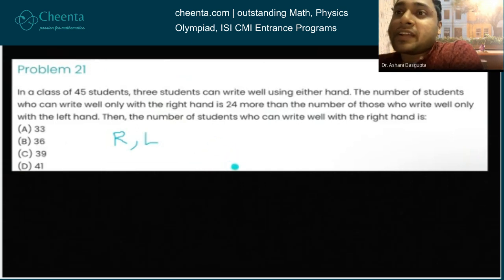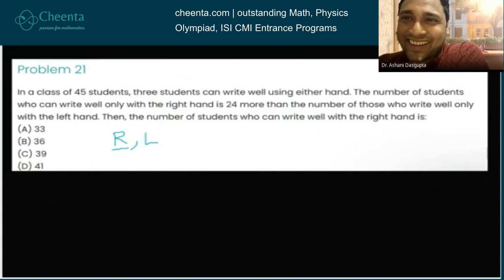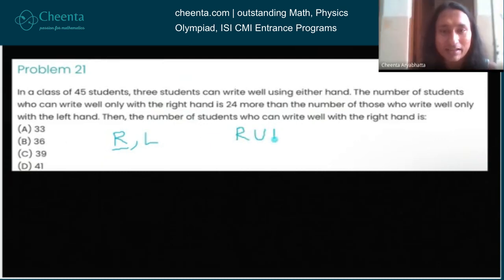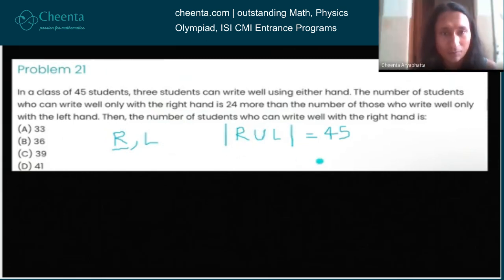It's like a Venn diagram problem. So I define the sets: R is the set of students that can write with the right hand, and L is the set of students that can write with the left hand. Obviously, we assume that all of them can write because they're students in a class. That means R union L has 45 elements, and that is also our universal set. Three students can write using both hands.